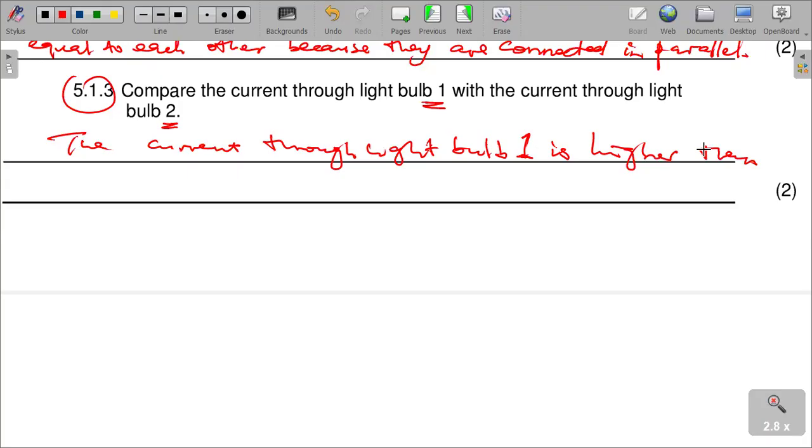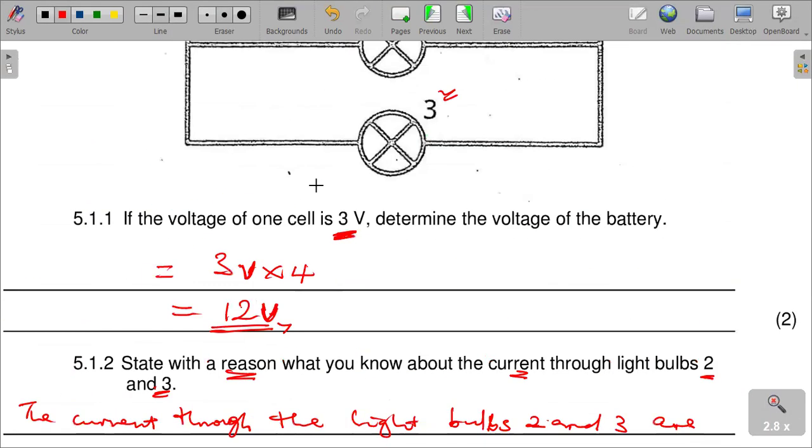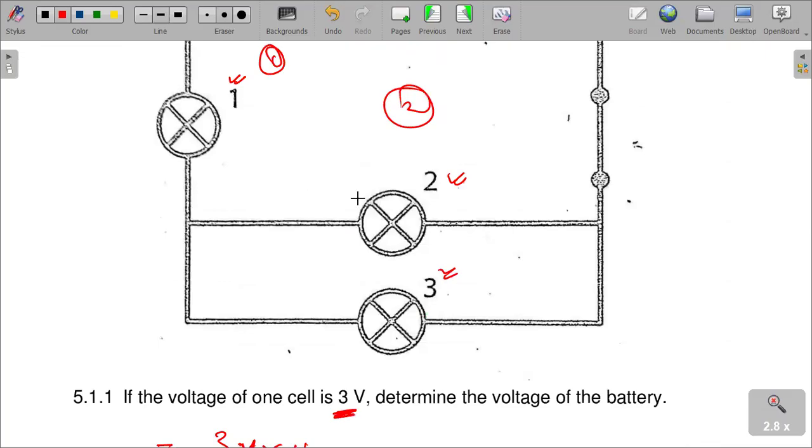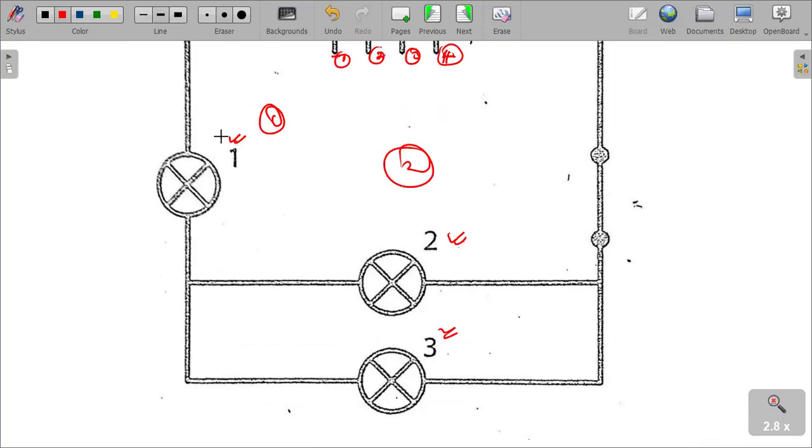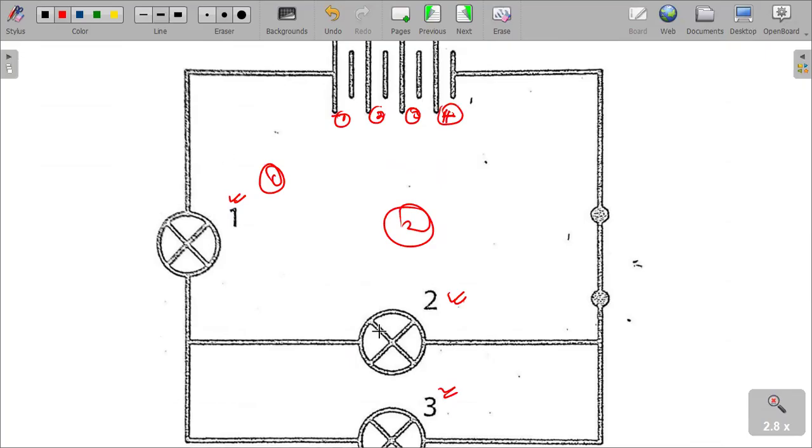It is higher than the current in bulb 2. That is what the question is saying: compare the current through bulb 1 with the current through light bulb 2. So the current through light bulb 1 is higher than the current in light bulb 2. That is the comparison that you can see in the question for light bulbs 1 and 2. Bulb 1 actually has a higher current than bulb 2. That is what the question wants you to do, the comparison.